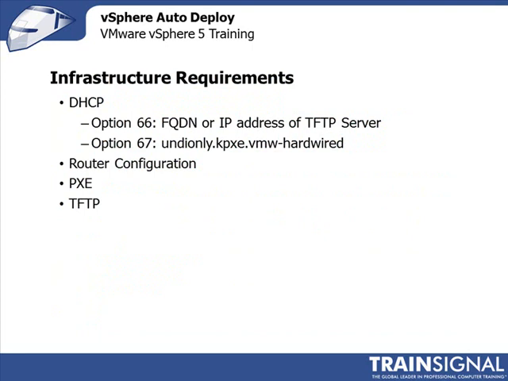Infrastructure requirements. What are we going to need to make this work? Well, we're going to need DHCP. In our case, I'm using Windows Server 2008 DHCP and DNS. We're going to need two options on DHCP: 66 and 67. I talked about those briefly.